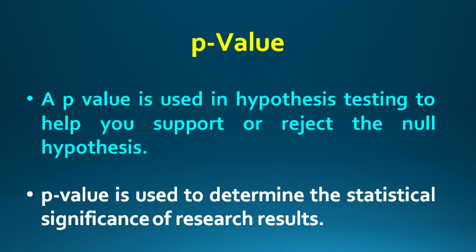Now the other term is p-value. A p-value is used in hypothesis testing to help you support or reject the null hypothesis. See, when you do a significance test like t-test, ANOVA, ANCOVA, regression and so on, you will get a p-value, and depending upon the p-value, you will decide whether you want to reject or accept the null hypothesis.